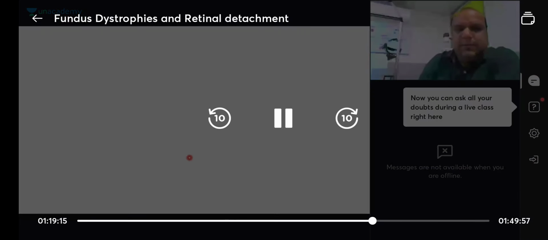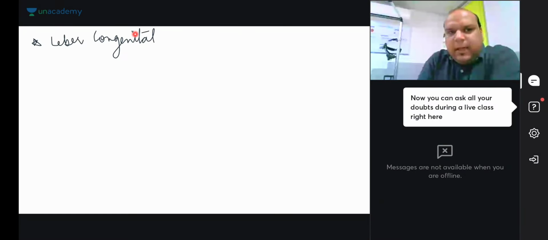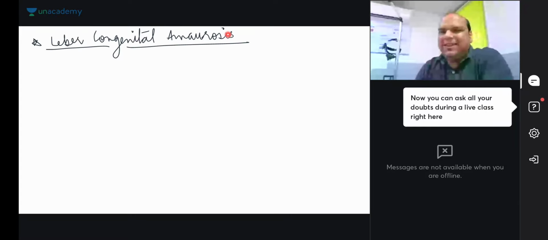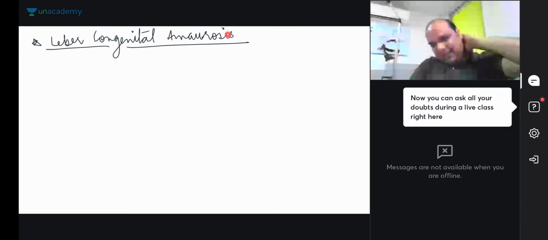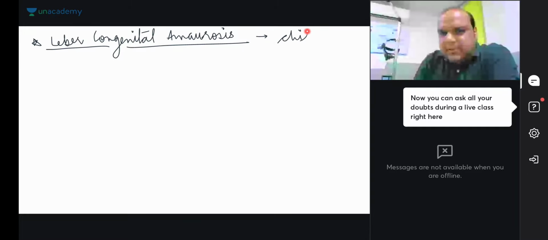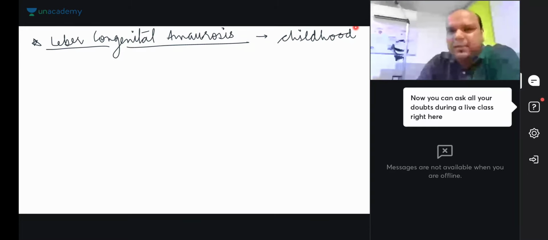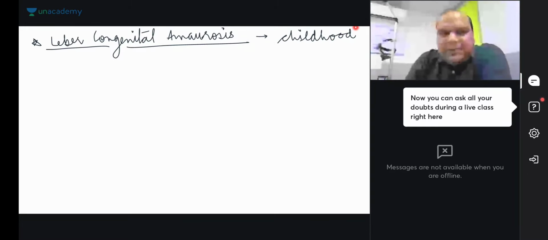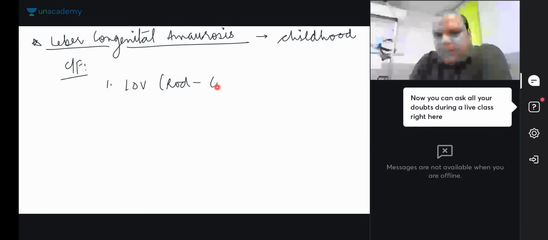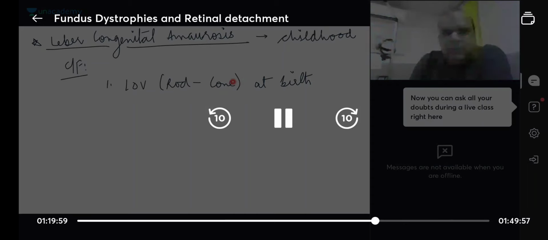Let's move on to some other conditions of the fundus dystrophies. Very small conditions. One is called Leber congenital amaurosis. This Leber congenital amaurosis basically affects a child. It occurs in childhood, and it causes clinical features like loss of vision, rod cone at birth, and it also causes nystagmus along with it.